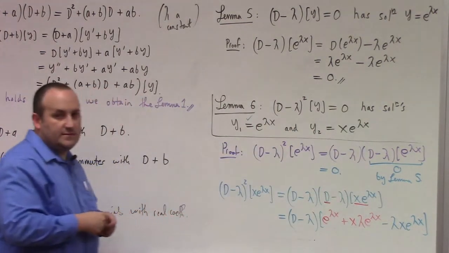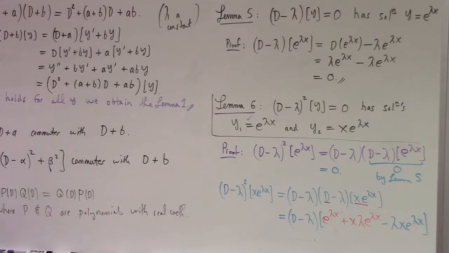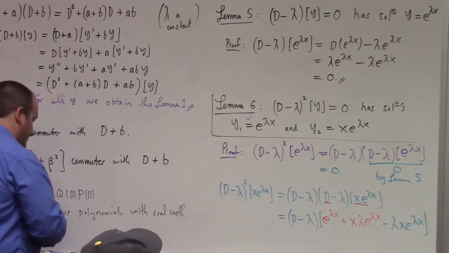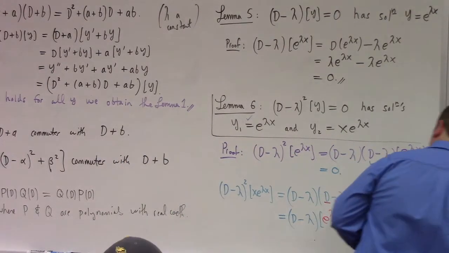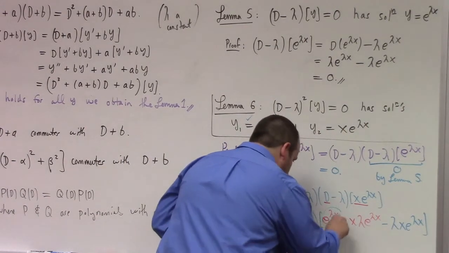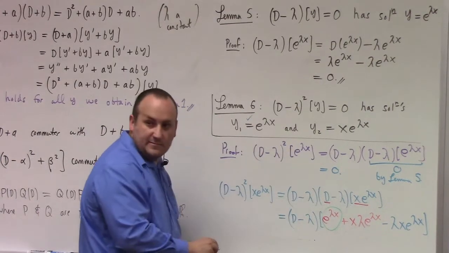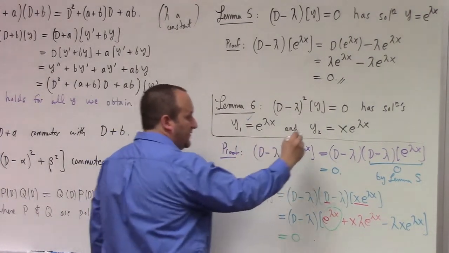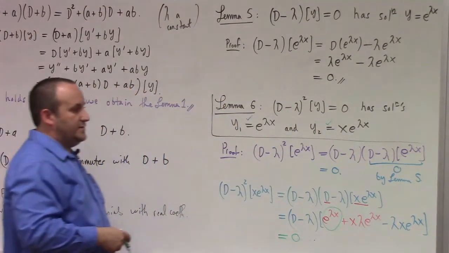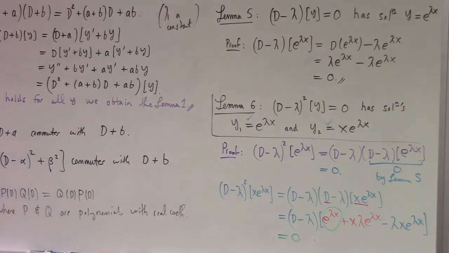The x lambda piece cancels. So we're just left with what? e to the lambda x. But we already know from lemma 5 that this guy kills it, right? So we get 0, which shows you that y2, that function, when you plug it into d minus lambda squared, gives you back 0.